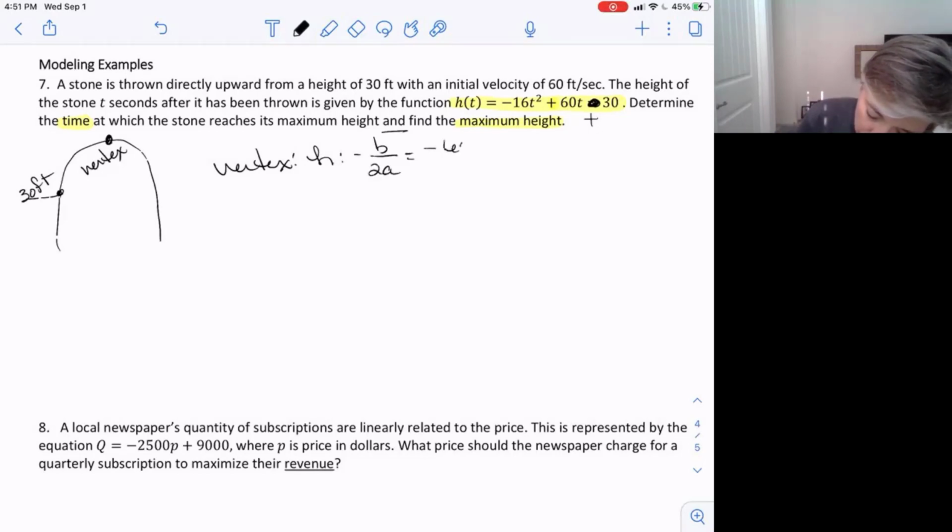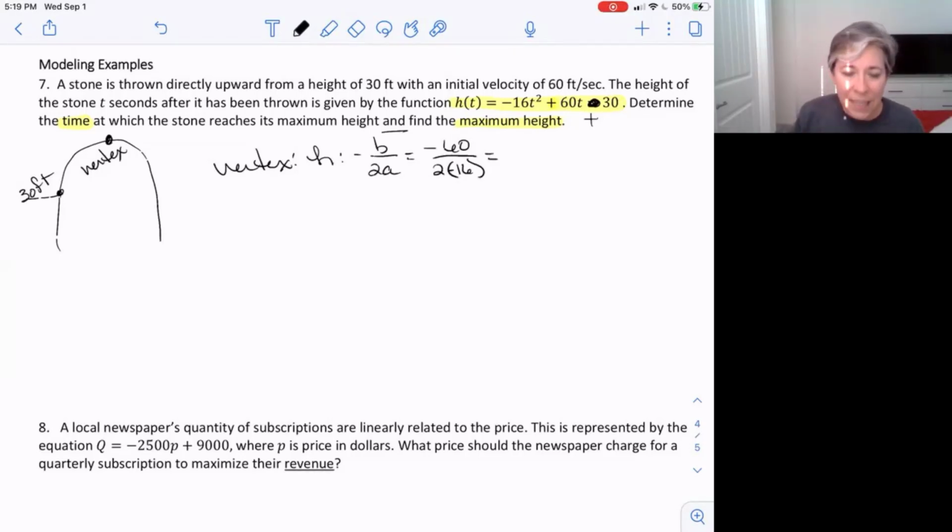So we have the opposite of 60 over 2 times a negative 16. Now, if we were to keep this in fraction form where it would be exact, it would be, I believe, 15/8. But it does go into an exact decimal of 1.875. Because we're talking about time and maximum height, it's usually a lot easier to go in terms of decimals.